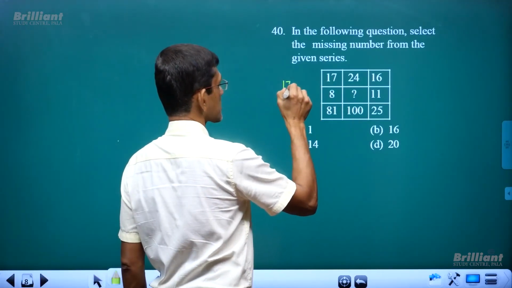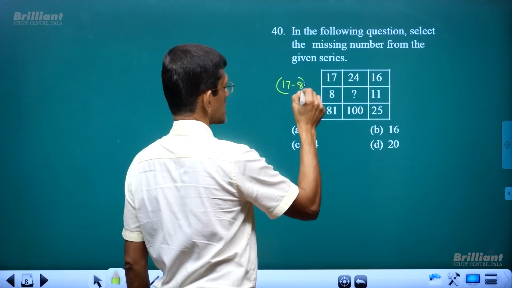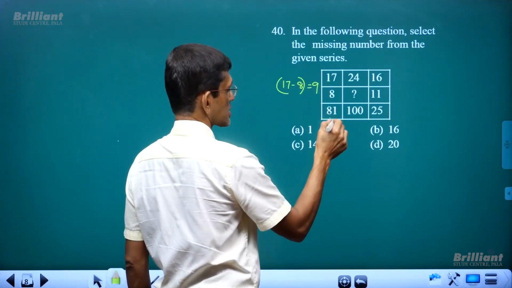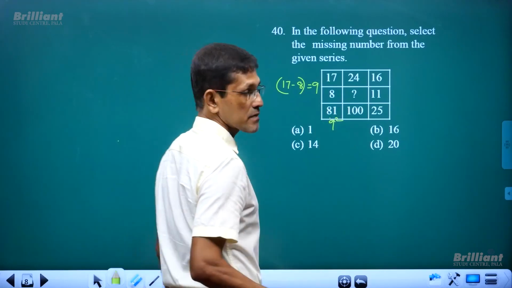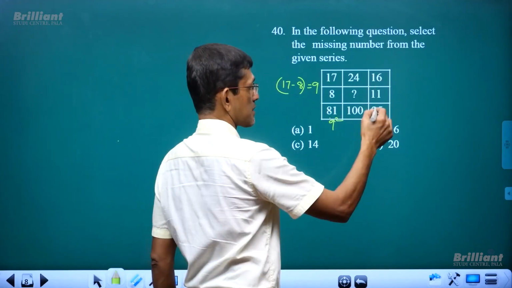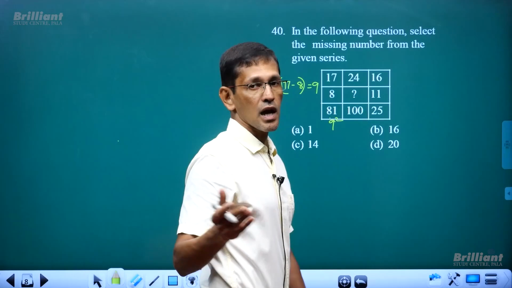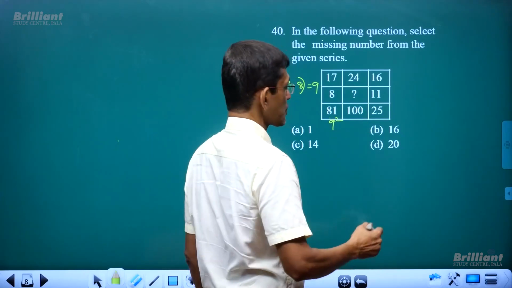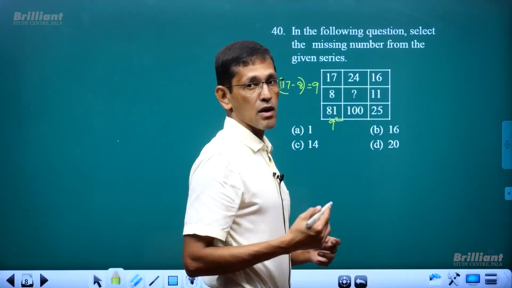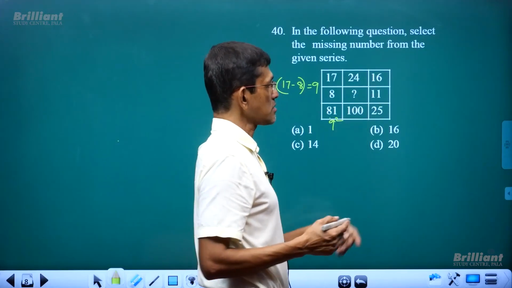17 minus 8, that difference is what? 9. So this is 9 square. And we'll try with this column as well, because in the middle column we have the number missing, so we cannot really check the pattern with the middle column. So we'll try the last column.